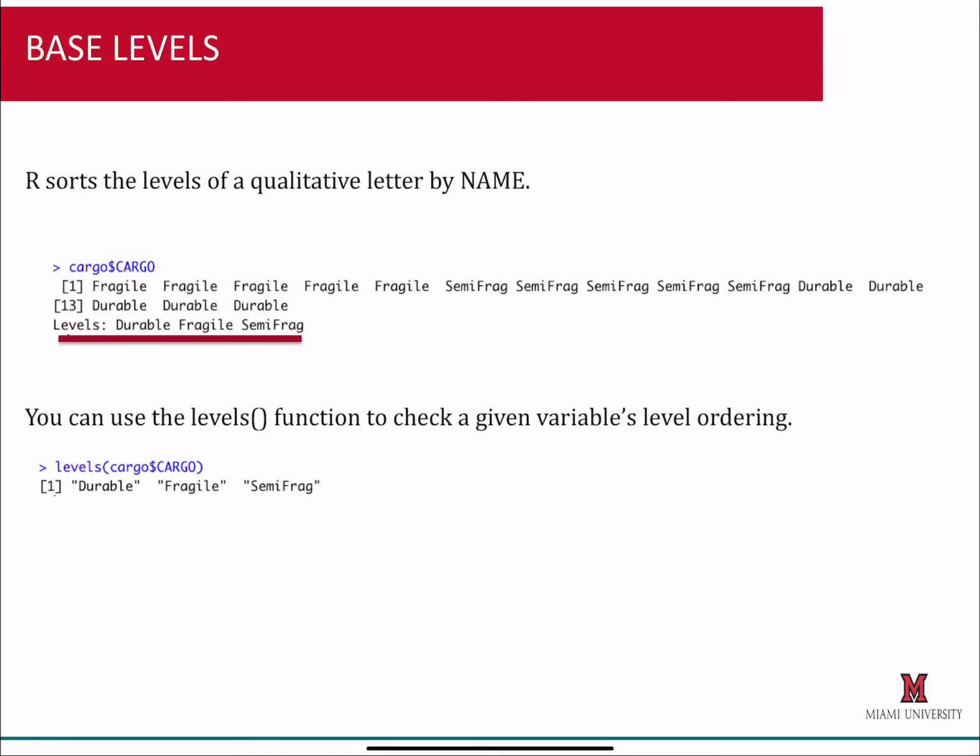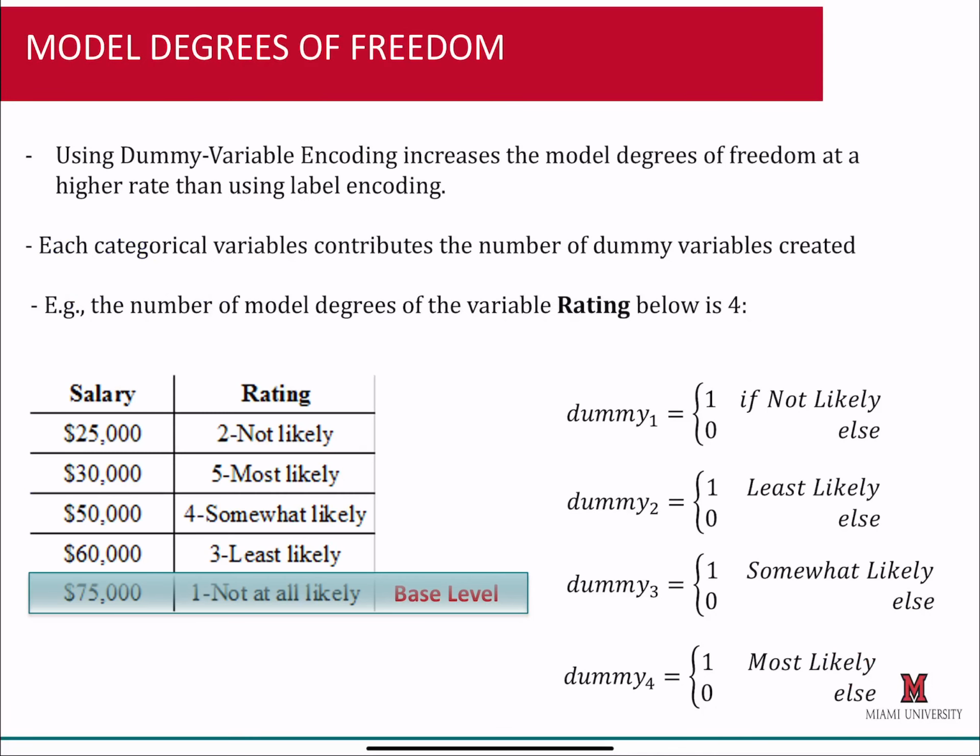The next thing we want to do is to talk a little bit about model degrees of freedom. When using dummy variable encoding, we have to be cognizant of the fact that this encoding increases the model degrees of freedom at a higher rate than using, let's say, label encoding, which makes the variable numeric. Just remember that a numeric variable only brings in one degree of freedom, but each categorical variable contributes a number of degrees of freedom equal to the number of dummy variables created.